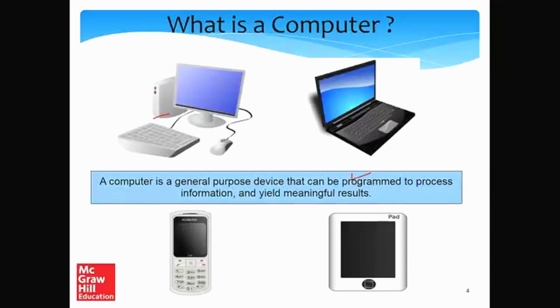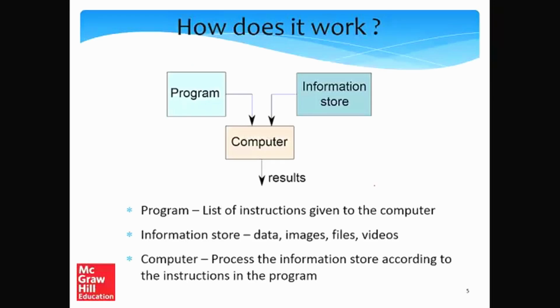Second, it needs to be able to process some information that is given from outside, like you enter some information via a keyboard or a mouse. It's processing that information and it needs to yield meaningful results. So all these three facets are important for defining what a computer is.